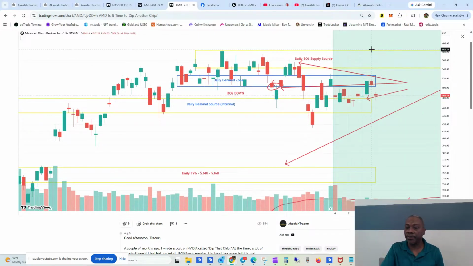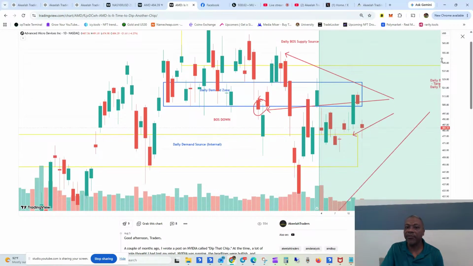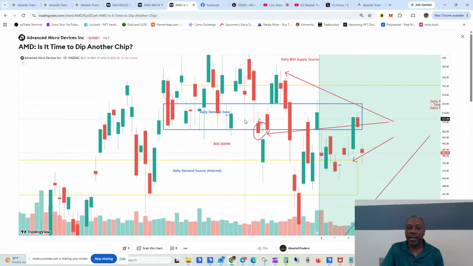AMD did not push up again and did not go back to 600, 650, 700, the way folks were expecting. What's actually playing out is we had this rejection here at the supply source, and it pushed down. I made a point in this posting that this was a source area. Normally, even if a market has a structural break and we see a breakdown and a push up, when it falls, it's supposed to come and hold this area.